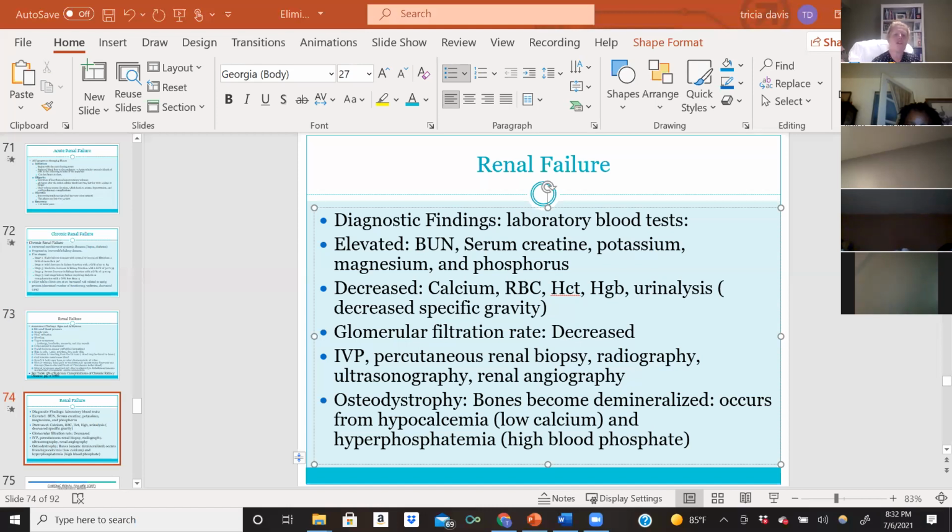Okay, these patients also develop something called osteodystrophy. So this occurs when the bones in their body become demineralized. It starts because they have low calcium in the blood and they have that hyperphosphatemia, so that high blood phosphate. And we know that the calcium binds to the phosphorus levels and then causes this demineralization of the bones.